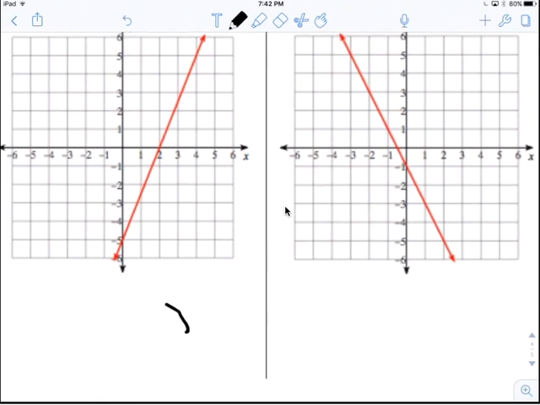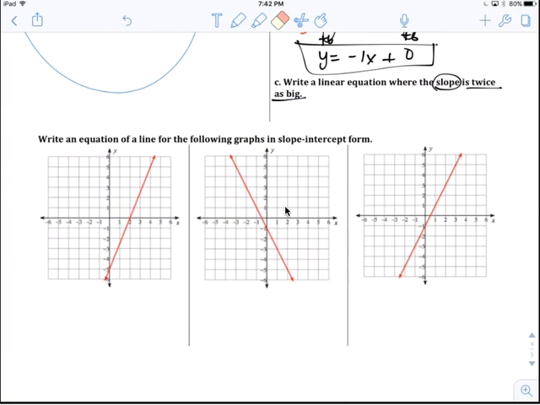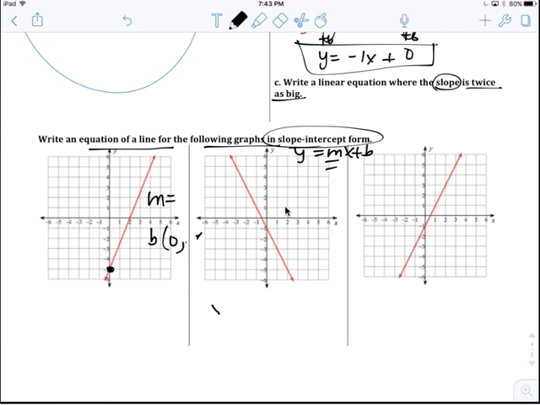This one here, you are to write an equation of a line for the following graph in slope-intercept form. Slope-intercept form is y equals mx plus b. We need to find m, and we need to find b. B is the y-intercept at this point here, 0, negative 5. Your rate of change, put another dot, you go up 1, 2, 3, 4, 5 over 2. So up 5 over 2. Each time up 5, if you count, it's 5 boxes over 2 boxes.